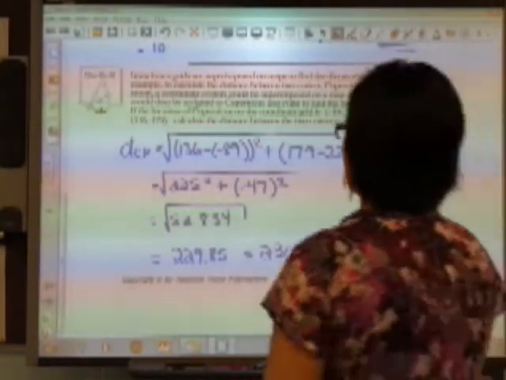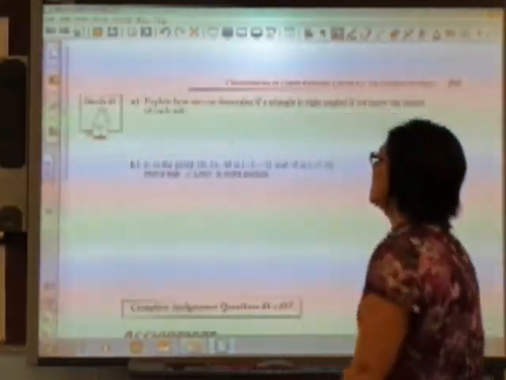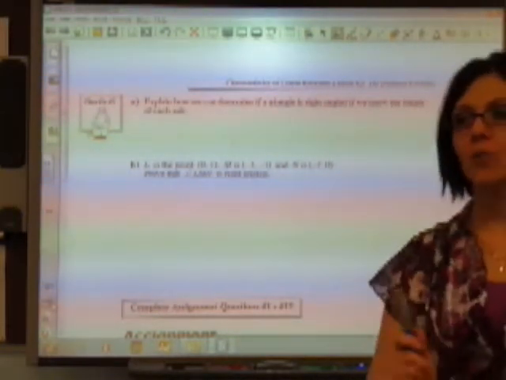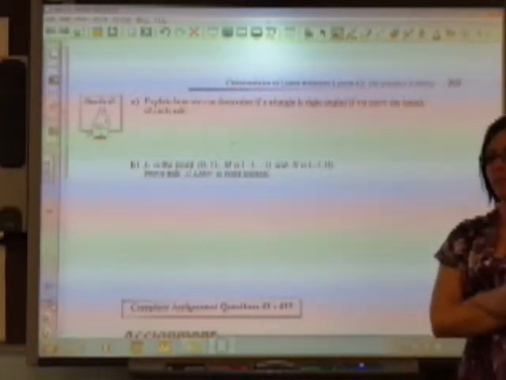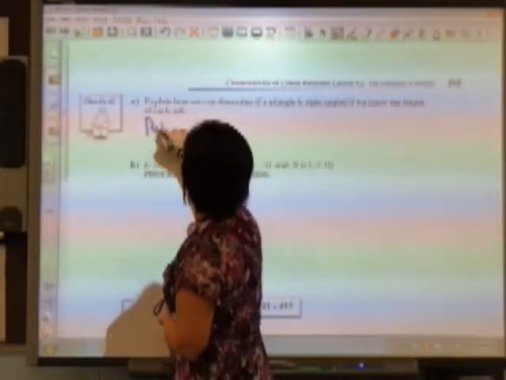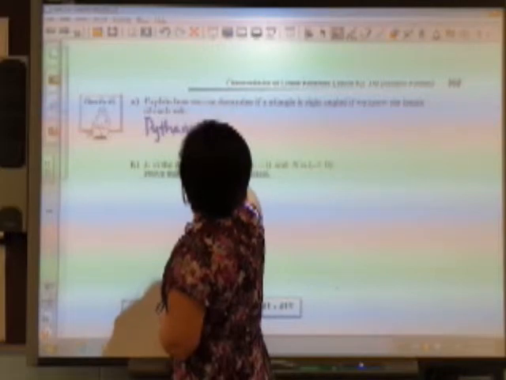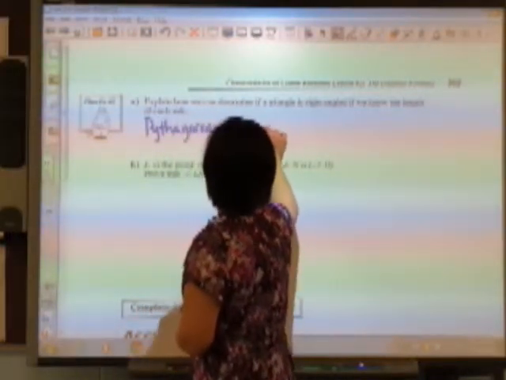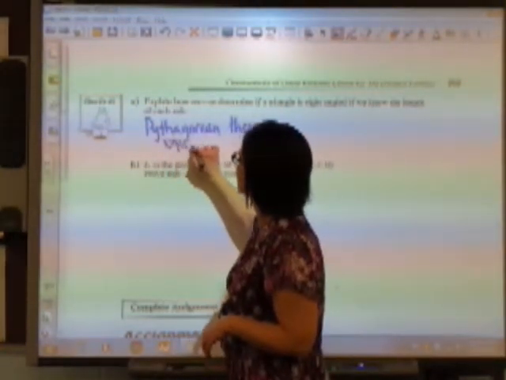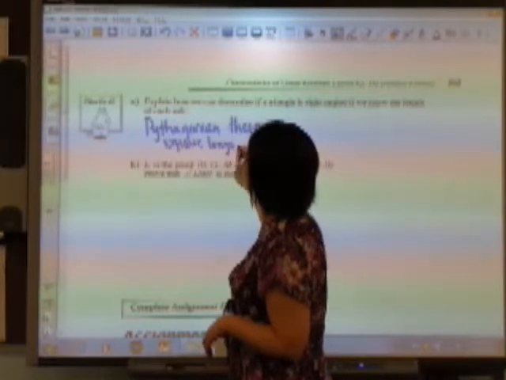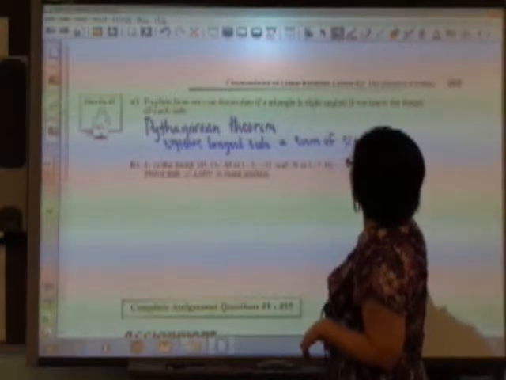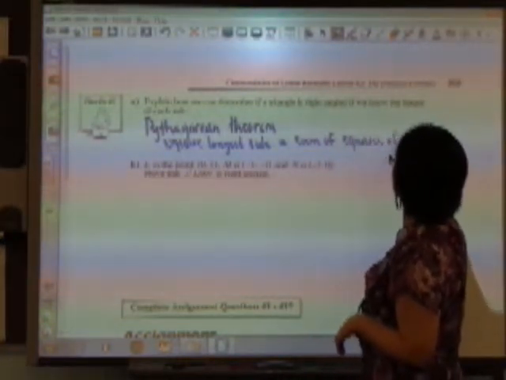Okay, so let's look at the last question. Explain how we can determine if a triangle is right-angled. How do I know if I have a right-angled triangle? Brianne? Just use Pythagoras' theorem to see if it adds to the hypotenuse. So the square of the longest side has to be equal to the sum of the squares of the other 2.